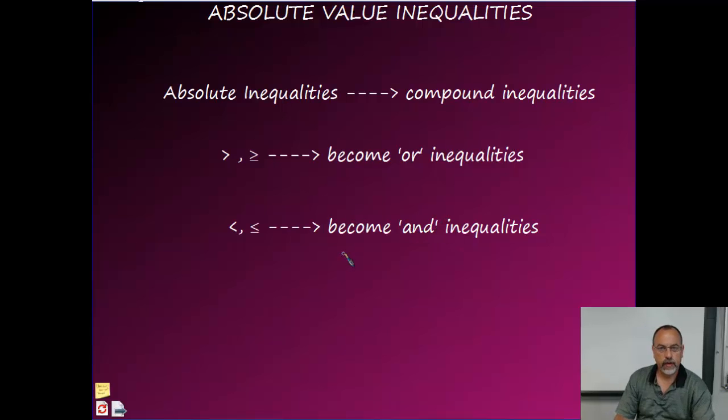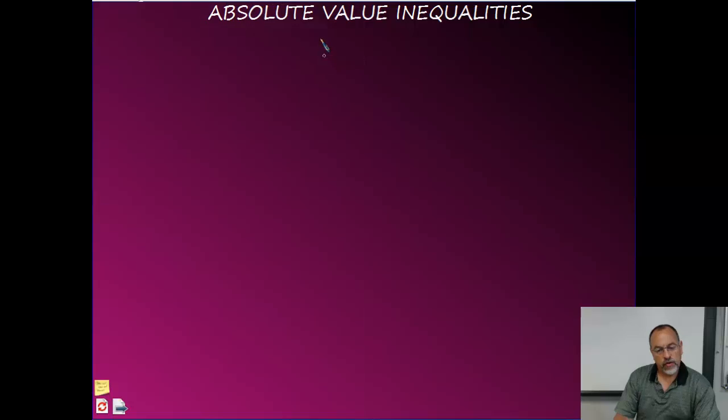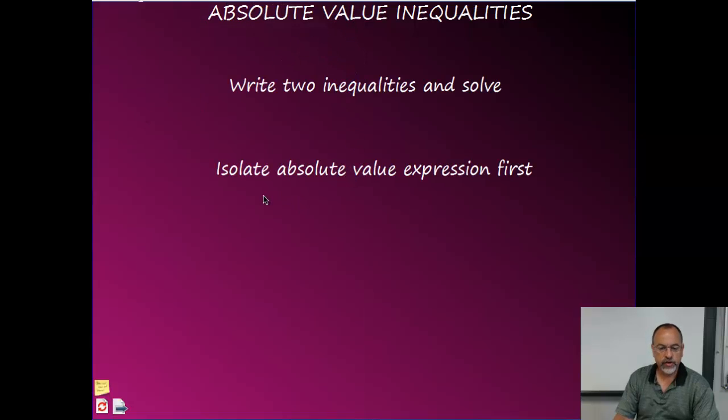Okay, so let's look at a couple more things about absolute value inequalities. So how are we going to do these? How are they going to look algebraically? So what we're going to do is we're going to isolate the absolute value expression first, just like we did before, and then once we've done that, we're going to go ahead and write the two inequalities.